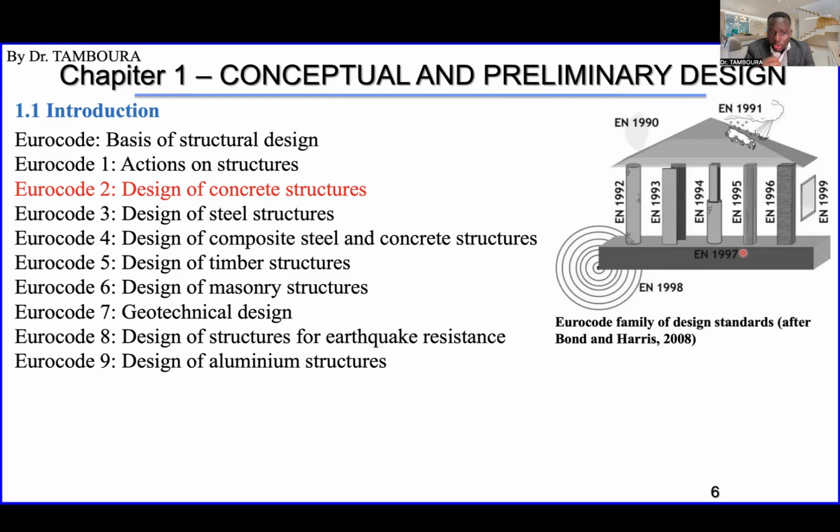Okay, and Eurocode 8, this is earthquake resistance. You can see here how the load of an earthquake is considered in design. And Eurocode 9 is about aluminum structures, like windows or window frames, which are sometimes made of aluminum. So as you can see, there are about 10 of them.